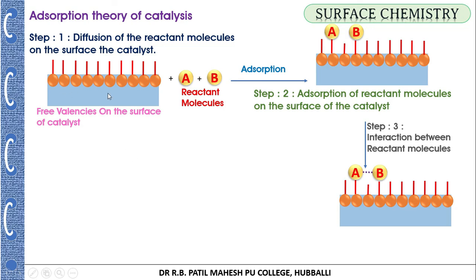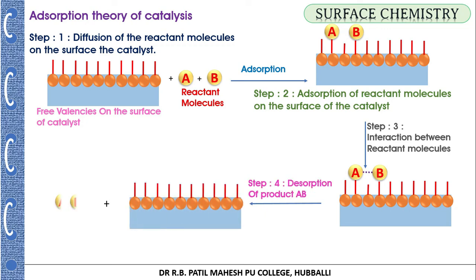So in the first process, we have the catalyst in which we have unbalanced forces of attraction or free valencies on the surface, which are the main reason for adsorption. Now reactant molecules get adsorbed here. So, adsorption of reactant molecules on the surface of the catalyst, and once they get adsorbed, what happens, students? Interaction between these reactant molecules takes place, and that leads to the formation of product, and the product gets desorbed from the surface of the catalyst, leaving the catalyst as well as the final product. So this is the very simple adsorption theory of catalysis.